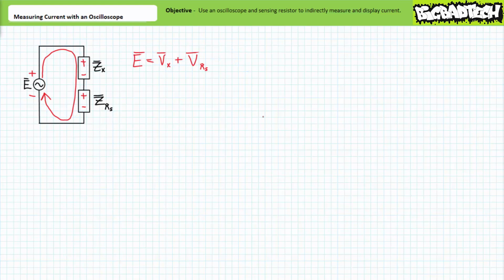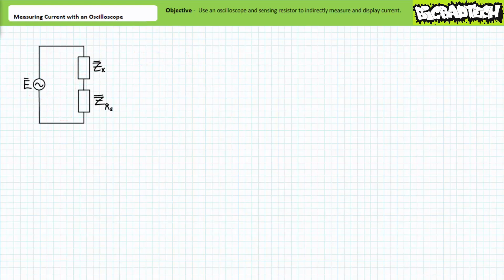Additionally, it can be said that this series path consisting of two elements is composed of a single voltage rise, our source E, and two drops. One, the voltage drop across our element, Vx, and two, the voltage drop across the sensing resistor, VRS. Given the summation of all voltage rises is equal to the summation of all voltage drops in a series path, it can be said that the source voltage E equals the voltage drop across our element Vx plus the voltage drop across the sensing resistor, E equals Vx plus VRS.